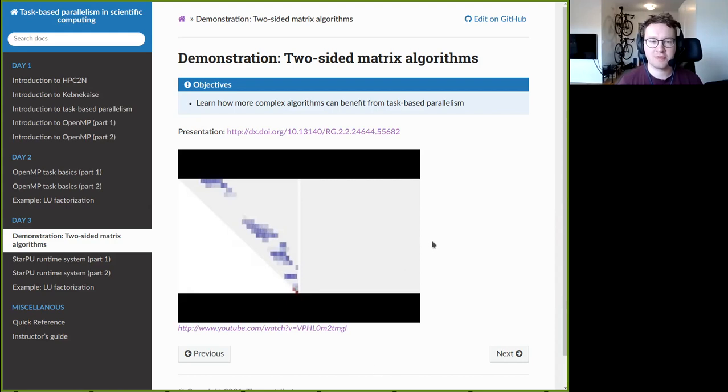But to go into today's materials, today I have 3 lectures and then 1 large hands-on example in the end. The first lecture has no hands-ons, it's just a lecture given by me. And this is mainly the work I have myself done with task-based parallelism in the context of two-sided matrix algorithms.